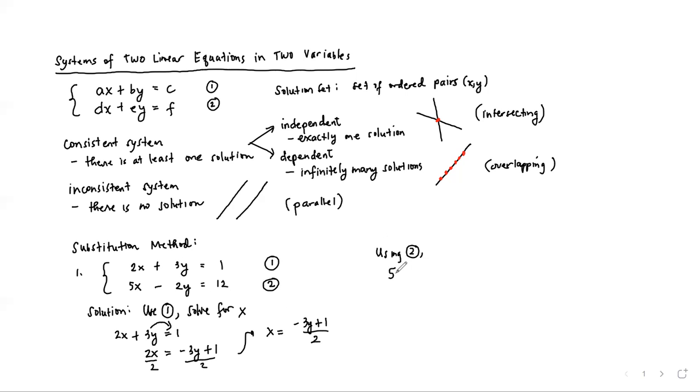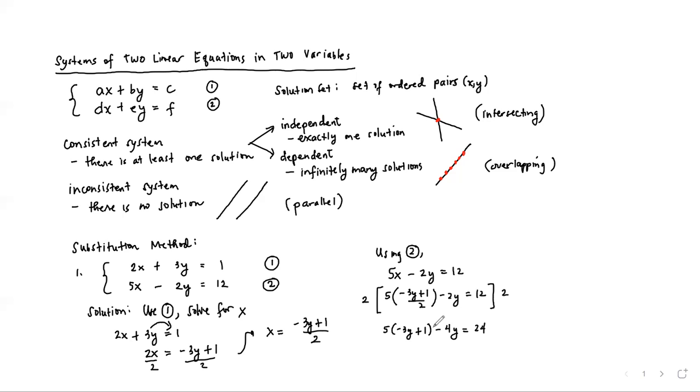Now, equation number 2 is 5x minus 2y equals 12. So we can replace x here by (negative 3y plus 1) over 2, and then we have minus 2y equals 12. Now, multiplying both sides of this equation by 2, which is our least common denominator, our equation will now become 5 times (negative 3y plus 1) minus 4y is equal to 2 times 12, which is 24. So now we have an equation having a single variable y.